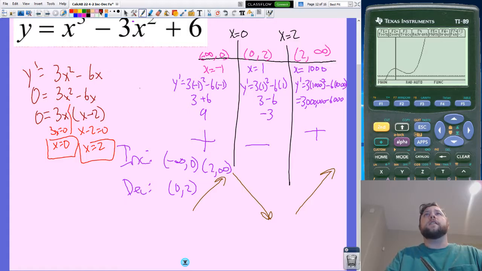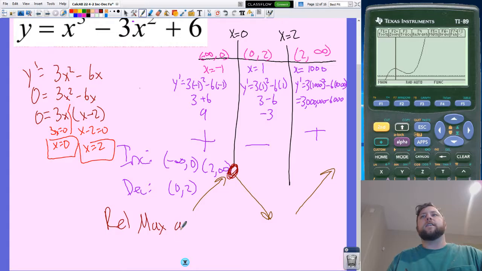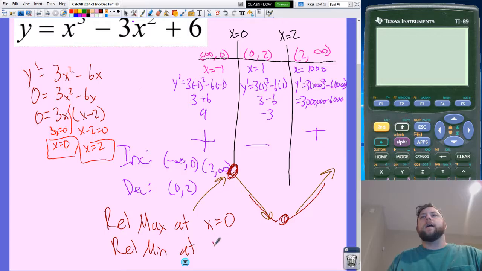Well, at x equals 0, if I'm going from increasing to decreasing, this is why I kind of like drawing these arrows, clearly this is going to be a relative max at x equals 0. And then if I'm going decreasing to increasing, I clearly have a bottom here, and that's a relative minimum at x equals 2. So that's what I want to find.